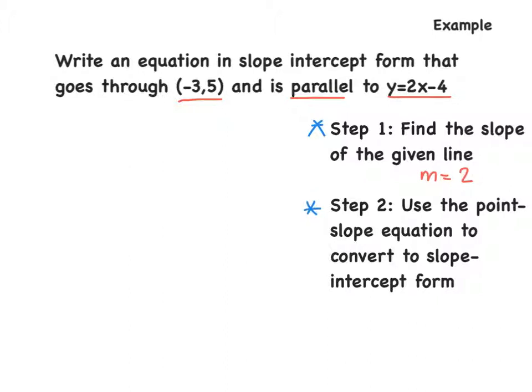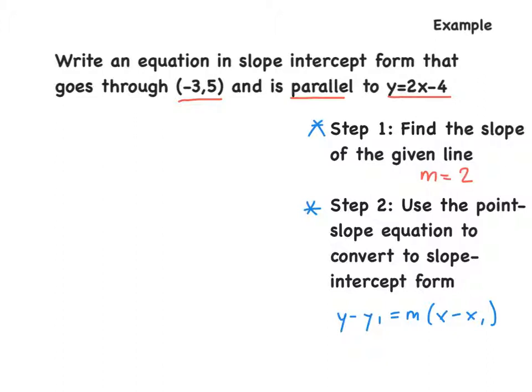Use the point-slope equation to convert to slope-intercept form. Remember, from the previous lesson, what is the point-slope equation? It's y minus y1 is equal to m times x minus x1, where m is the slope, and y1 and x1 are the points on a graph. For example, we've got -3, 5. So, let's input some numbers.